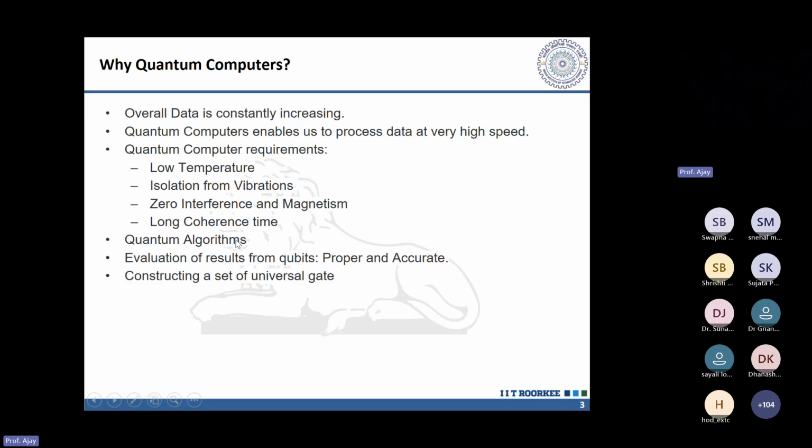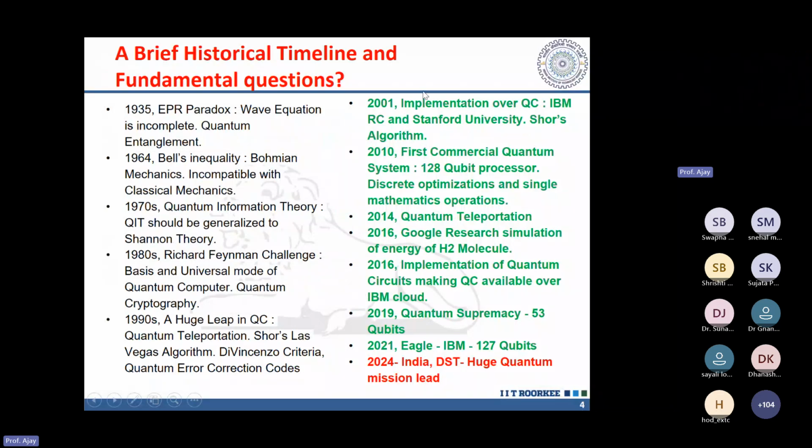There are quantum algorithms which are based on these requirements, and these algorithms provide us the final result in the form of a qubit, according to the proper material-based requirement. In the next few slides, you will know more. The basic aim is to construct a gate based on the qubit, and to construct a gate you require a material. Before going ahead, let me recap.